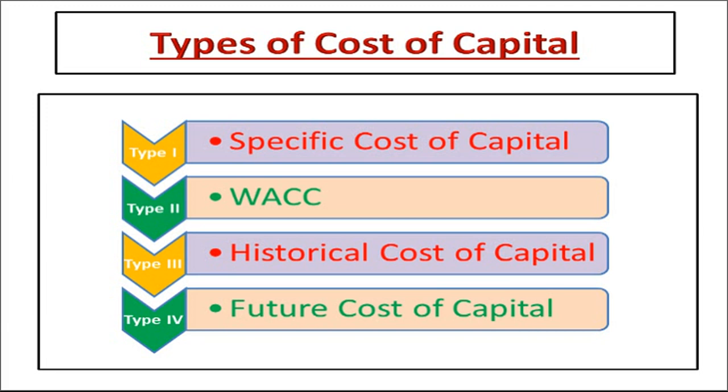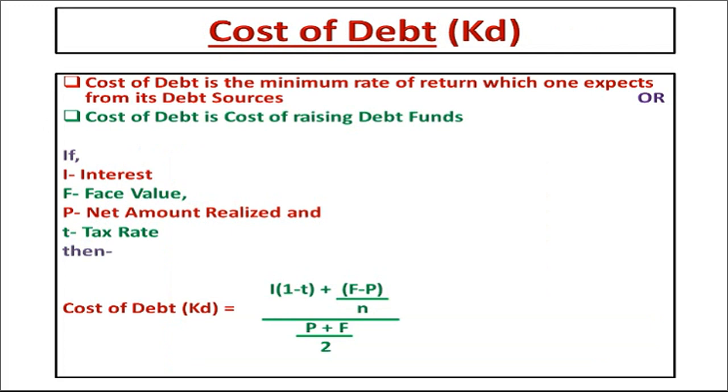Number three is historical cost of capital, and number four is future cost of capital. Now moving further, we will see the specific costs of capital, in which number one is cost of debt. Technically you can show it by a term called KD.